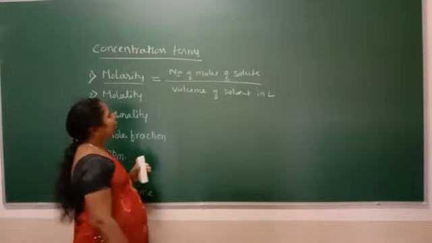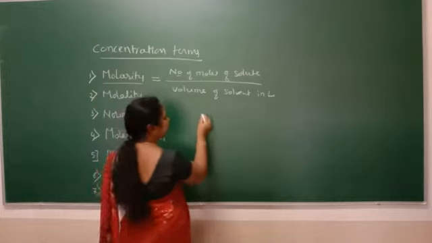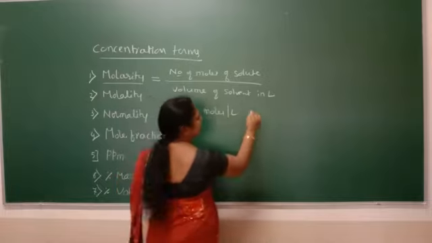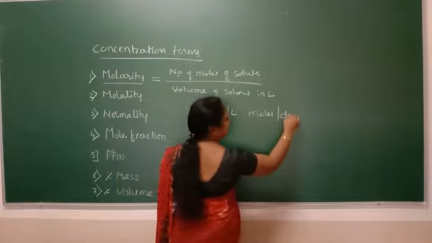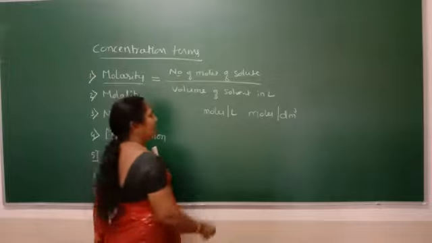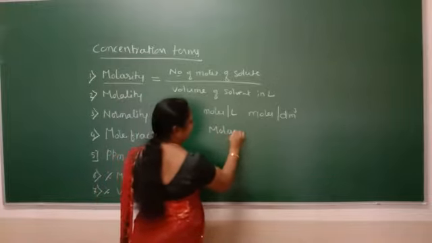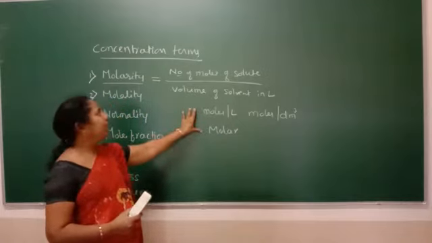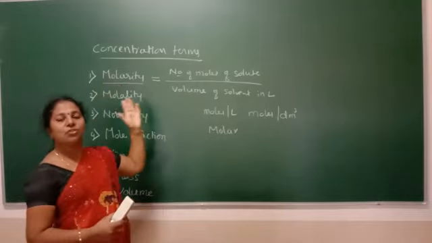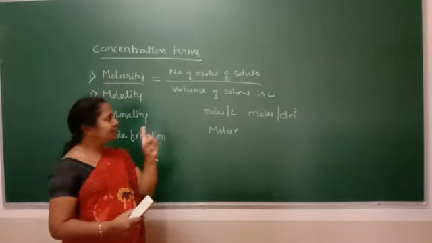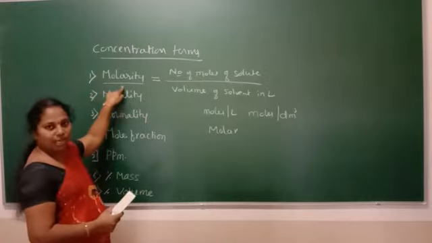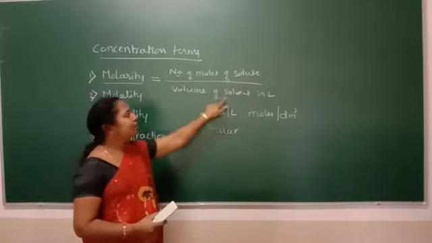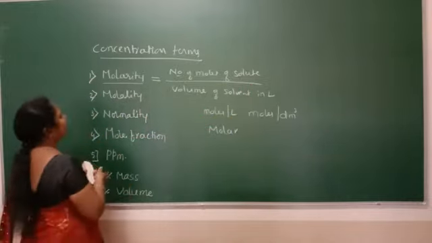And what is the unit of molarity? Molarity is expressed in moles per liter or moles per dm cube. Dm cube is nothing but the liter, or molar. These are the units used to express the molarity of a solution. Molarity is defined as the number of moles of solute dissolved in 1 liter of solvent, and the equation is molarity equal to number of moles of solute divided by volume of solvent in liters.